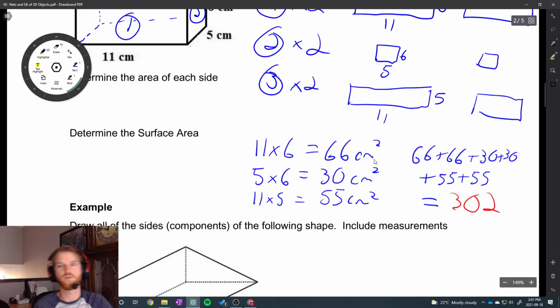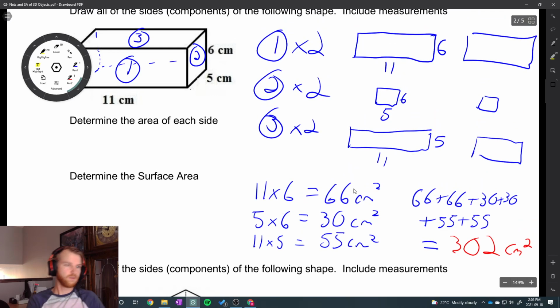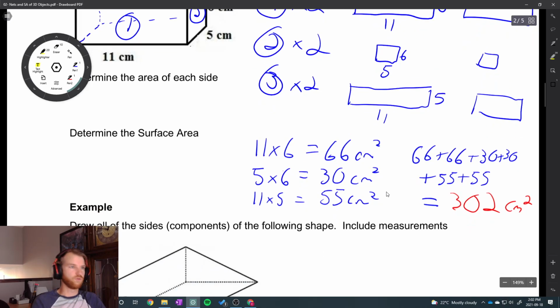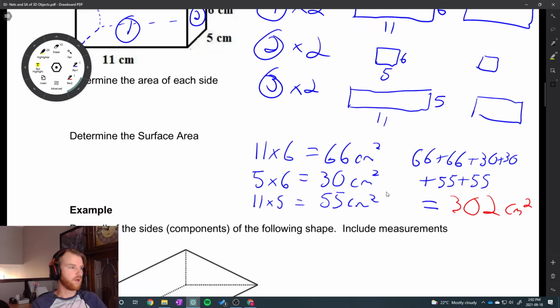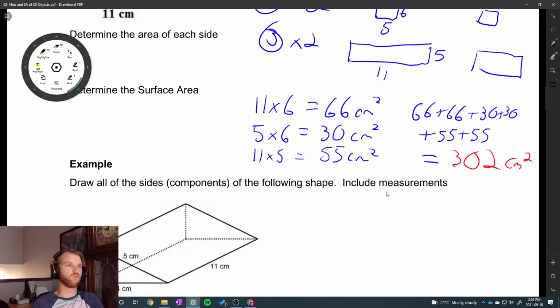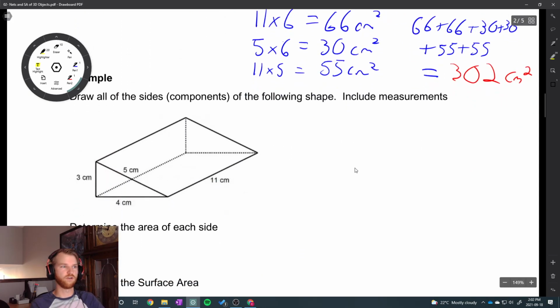So adding those all together, all 6 of those sides gives me 302. And remember that our units are centimeters squared here. That would be our final answer. So we could have put this all into that big equation. This way is a little bit easier to understand what it is that we're actually doing.